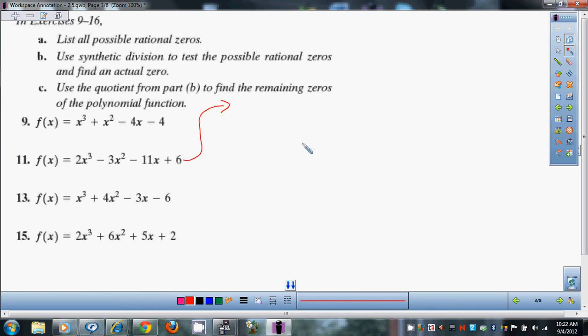Okay, now, the key to all of these is to try to get them down to a quadratic. Factor out as many factors as you can to get down to a quadratic, and then finish it up with a quadratic equation. What are my p's and q's? What are my p-values on number 11? 1, 2, 3, and 6. What are my q-values? 1 and 2. Very good. Now, my p over q's are going to be plus or minus 1, 2, 3, 6, and then 1/2, 3/2, and 2/2 and 6/2 are already on the list.